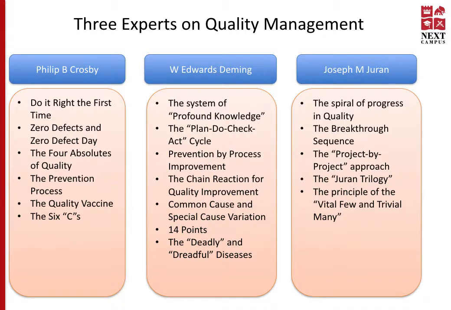Deming talked about profound knowledge, the plan, do, check, act cycle, prevention by process improvement, the chain reaction for quality improvement, common cause and special cause variation, and the 14 points and the deadly diseases. Joseph Juran talked about the spiral of progress in quality, the breakthrough sequence, the project approach, the Juran Trilogy, and the principle of the vital few and trivial many, the 80-20 rule.